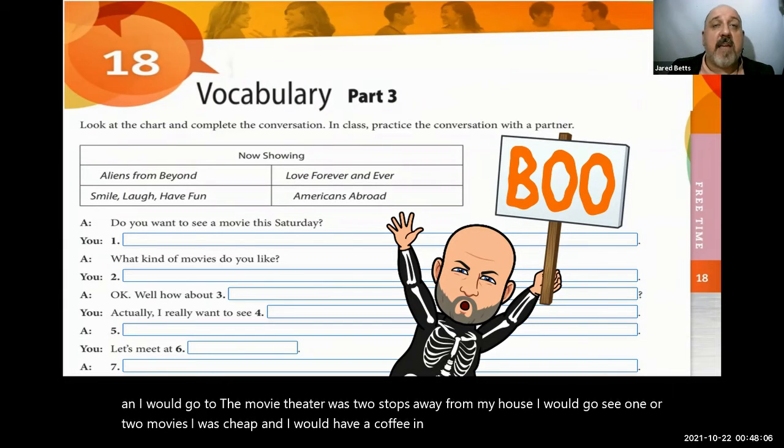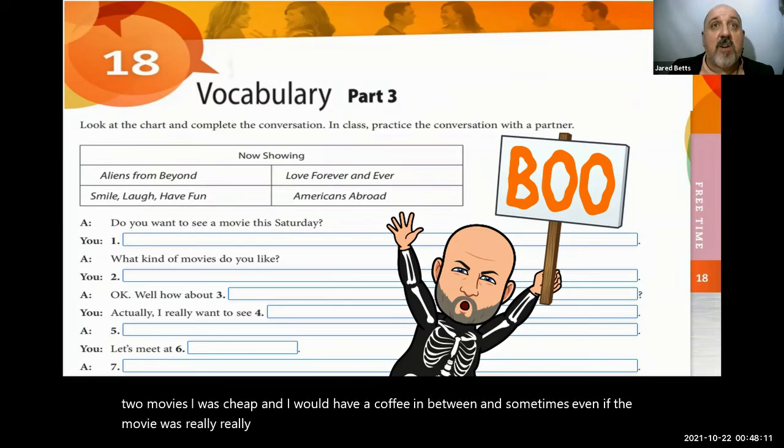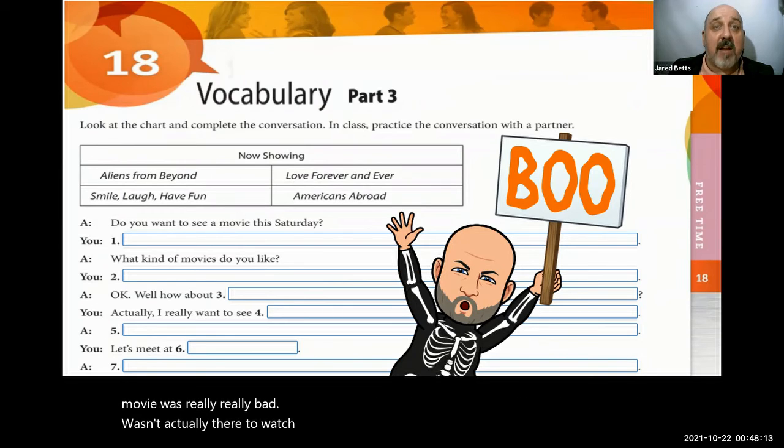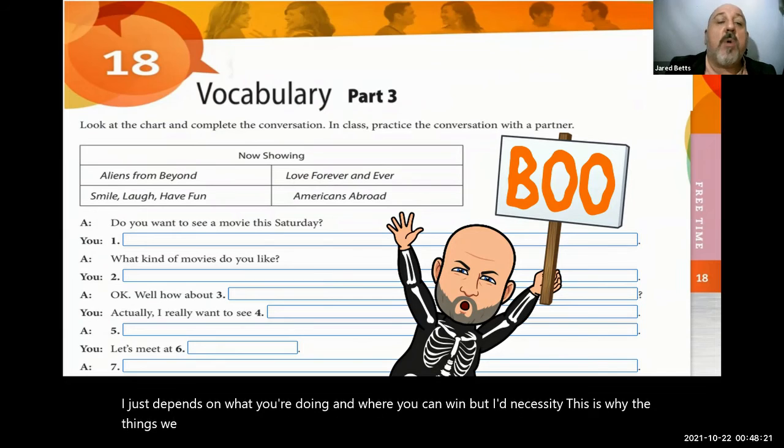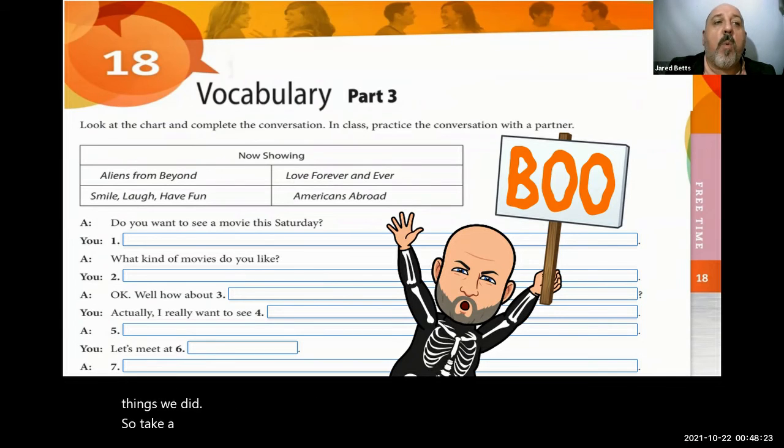And sometimes, even if the movie was really, really bad, I wasn't actually there to watch the movie. I was there to sleep in the air conditioning. It just depends on what you're doing and where you're going. But out of necessity, this was one of the things we did. So take a look at what you can do with the movies and what you want to go see.